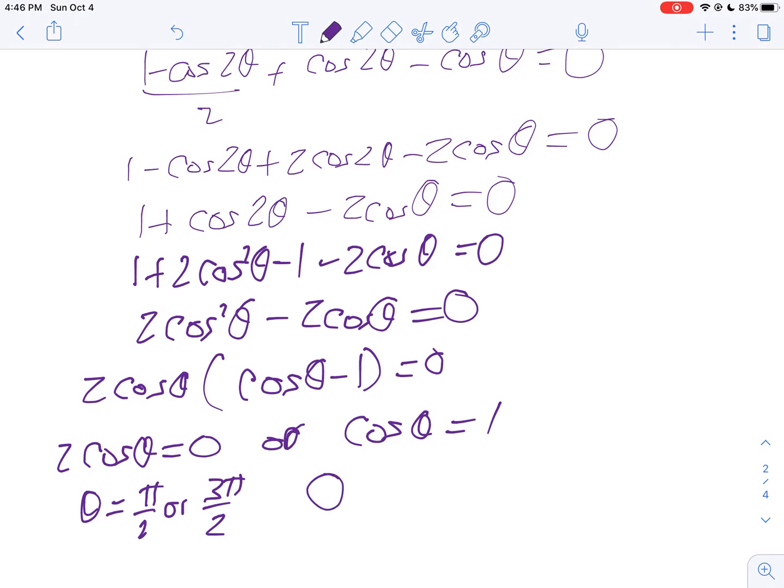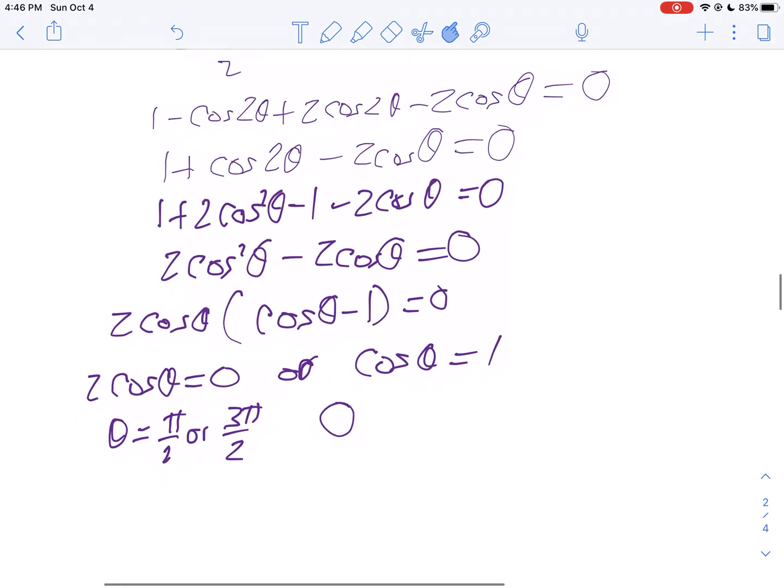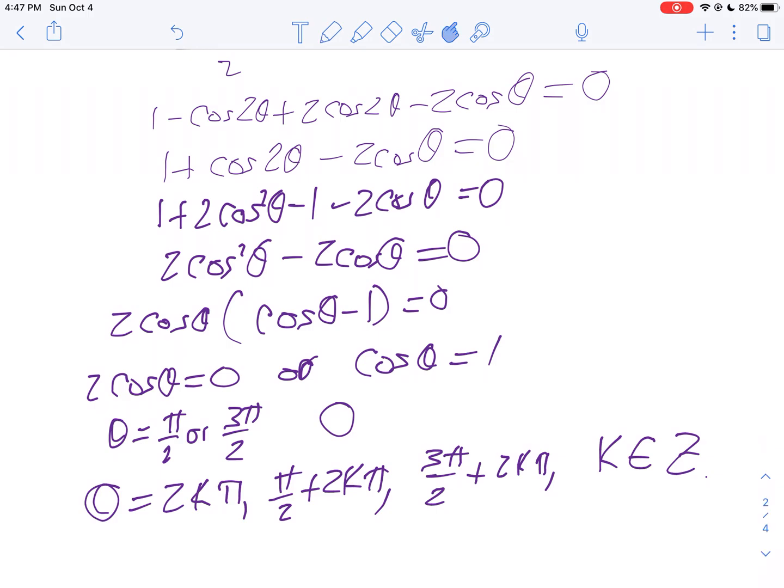Now, I did not restrict this to 0 to 2 pi, did I? So theta then is going to be 2k pi, pi over 2 plus 2k pi. I actually could have said plus pi, but I think I'm going to just keep it consistent. And 3 pi over 2 plus 2k pi. And that's provided k is a member of the integers. So it repeats every 2 pi units.